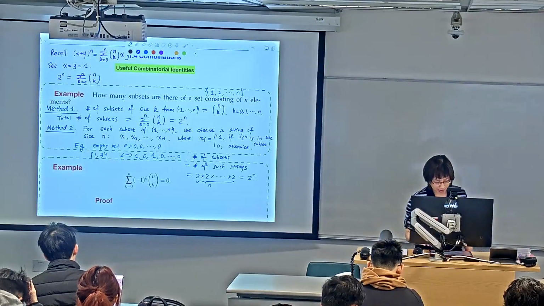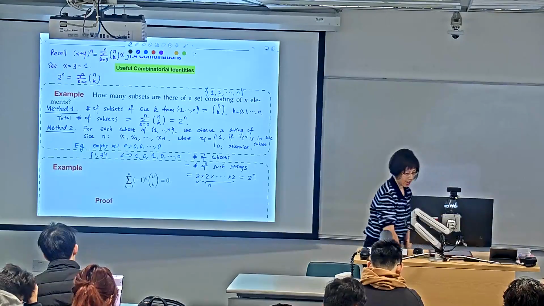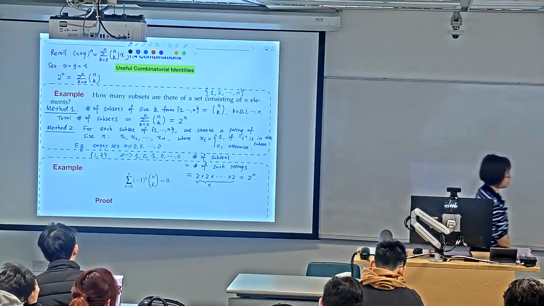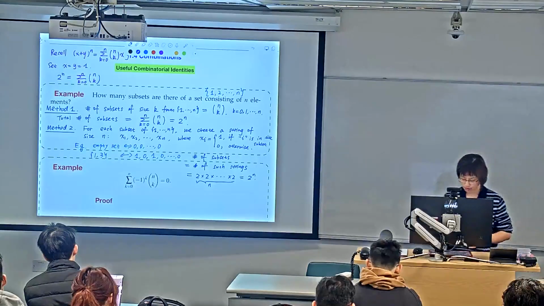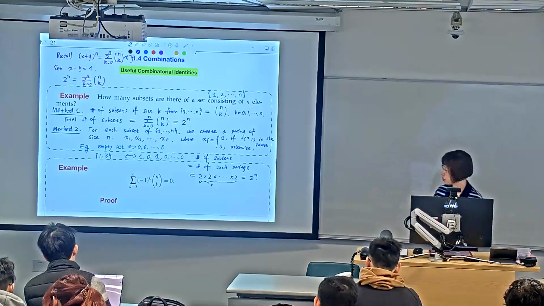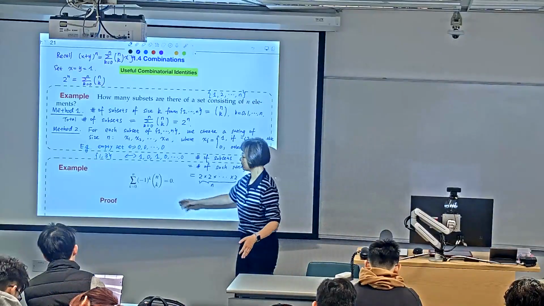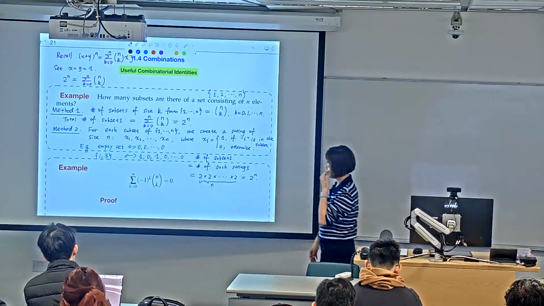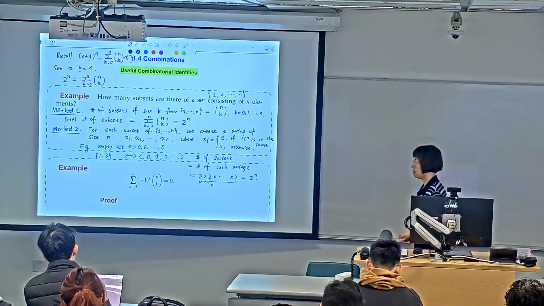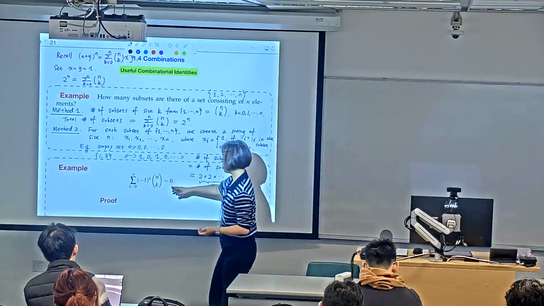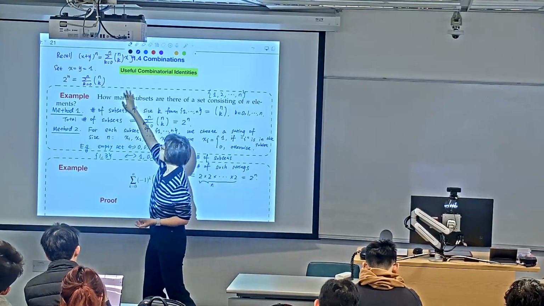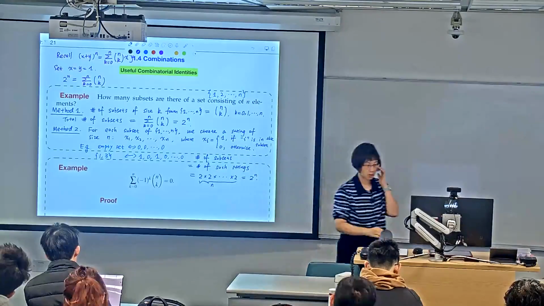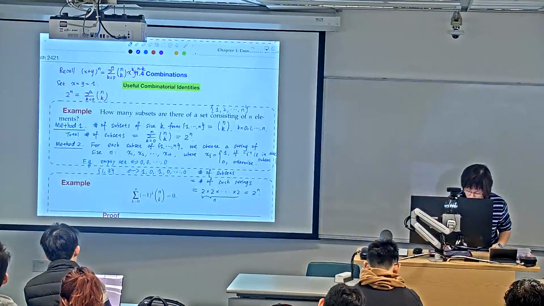Okay, so for the next example, I want to show this identity that the sum of k from 0 to n of minus 1 to the power k times n choose k equals 0. If you try to simplify the left-hand side, it's very complicated. But you can recall that if you have a sum of n choose k, this kind of expression, this is always related to the binomial theorem. So maybe copy it here.